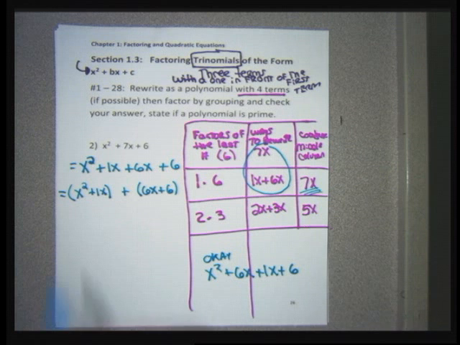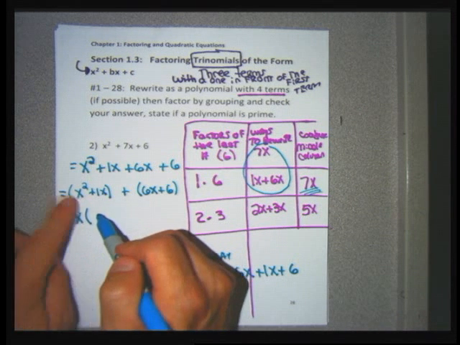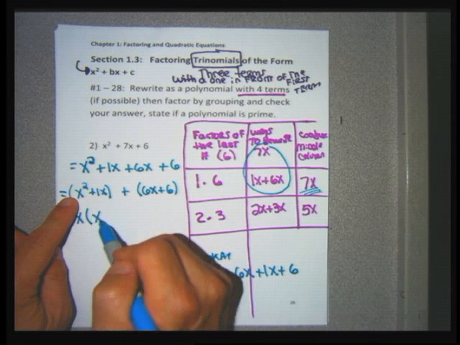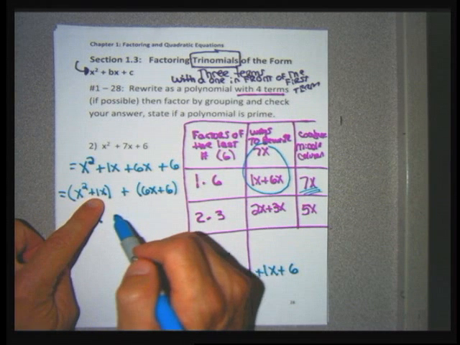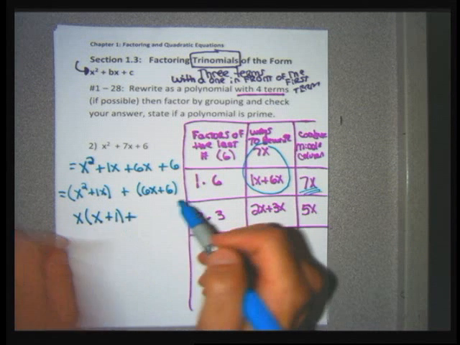In the first parentheses, I factor out a common factor of an x. When I factor out an x, I take 1x away from those 2 x's, I'm left with 1x. When I take the x away from the 1x, I'm left with a 1. Bring down this plus sign.